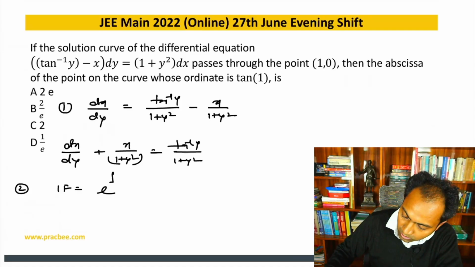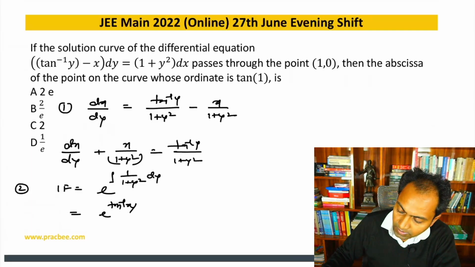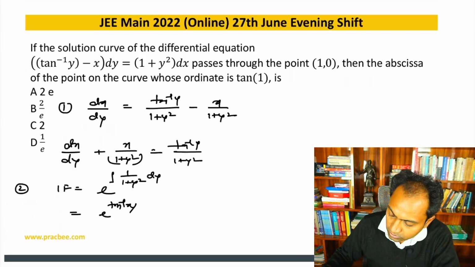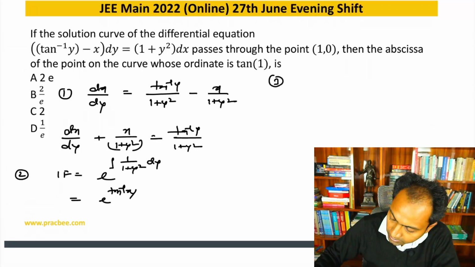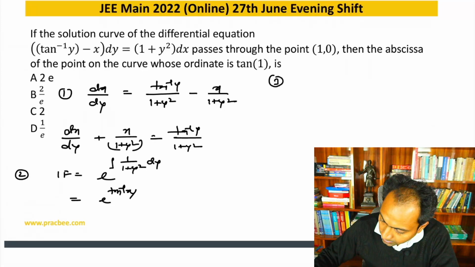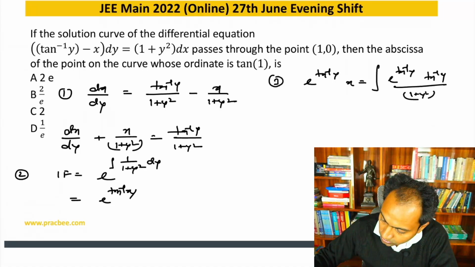That becomes e raised to the power integration of 1 by 1 plus y square dy, and then this can be written as e raised to the power tan inverse y. Once you have written it like this, now let us do the next part. In the third step, we will have to write the integration. So integrating factor into x, e raised to the power tan inverse y into x, will be equal to the integral of integrating factor into tan inverse y by 1 plus y square dy.